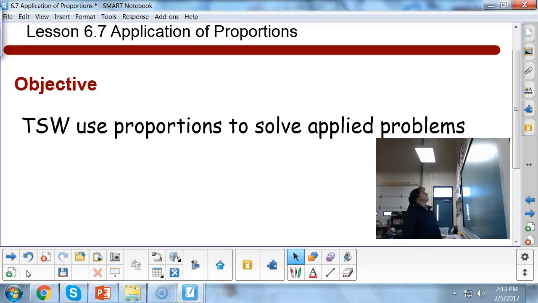Hey guys, we're on lesson 6.6 in geometry and we're going to use proportions to solve applied problems. So we're in the very last lesson of the module and kind of the most important one. We're going to use this stuff to apply to word problems and problems that are more practical. So please write the objective down.